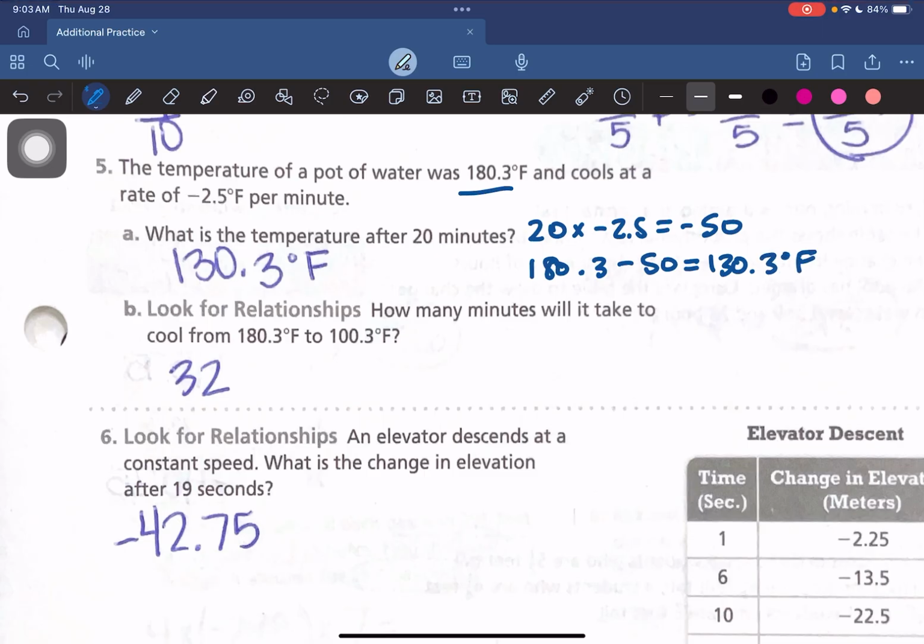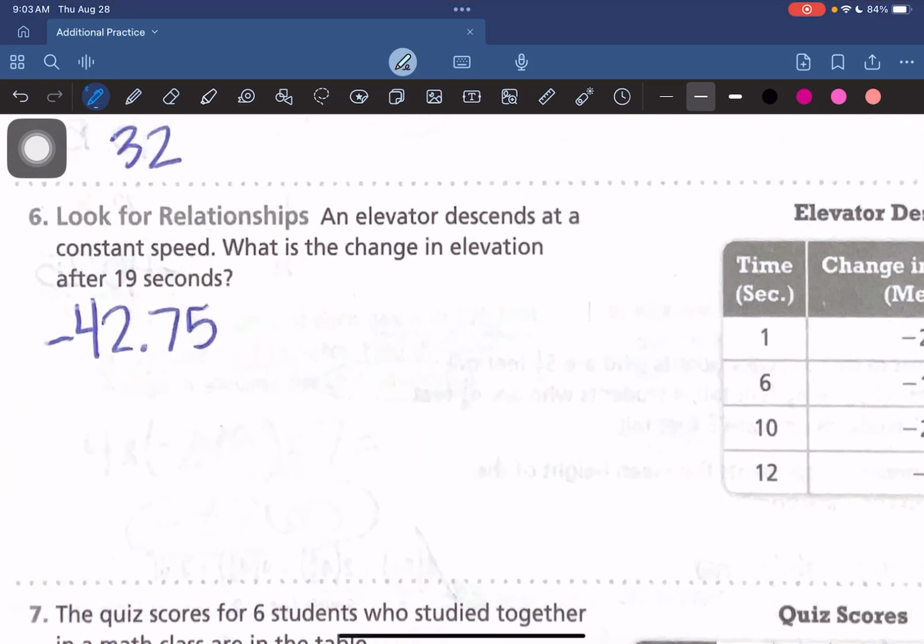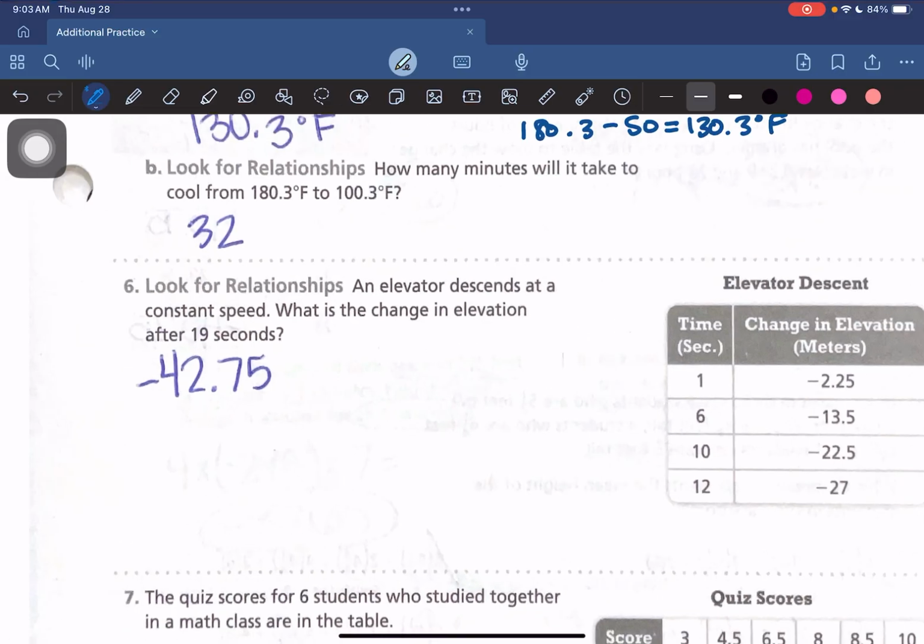How many minutes will it take to cool from 180.3 degrees Fahrenheit to 100.3? We can use some mental math, some number sense, or we can work the problem out, but we will find that it does take 32 minutes to get to 100.3 degrees Fahrenheit. Number 6. An elevator descends at a constant speed. What is the change in elevation after 19 seconds?